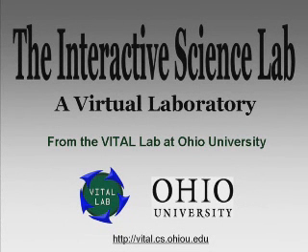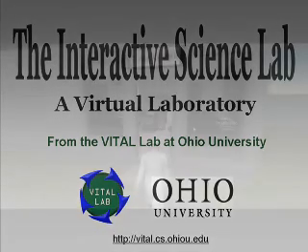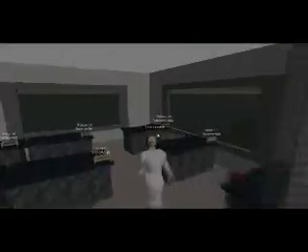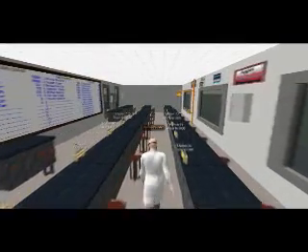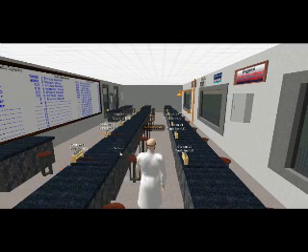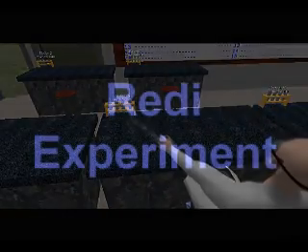The Interactive Science Lab is a virtual lab created within Second Life which allows middle school science students to learn content through 3 different virtual experiments. This lab lets the students easily conduct experiments without the hassles and limitations that a real-world lab presents.